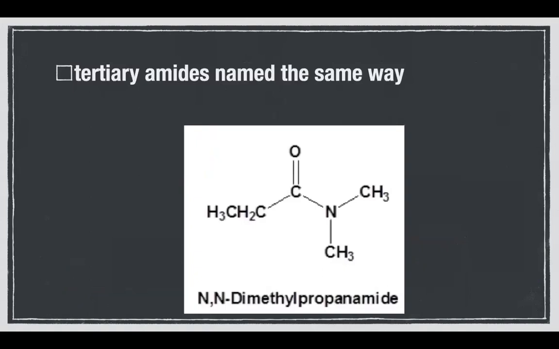Now, the last kind of amide is called a tertiary amide because you have replaced both of the hydrogens, and you name it the same way. You have to identify by using uppercase N to indicate where the alkyl groups are. So if you have N,N-dimethylpropanamide, that means that you've replaced both of the hydrogens from the amine group with a methyl group.